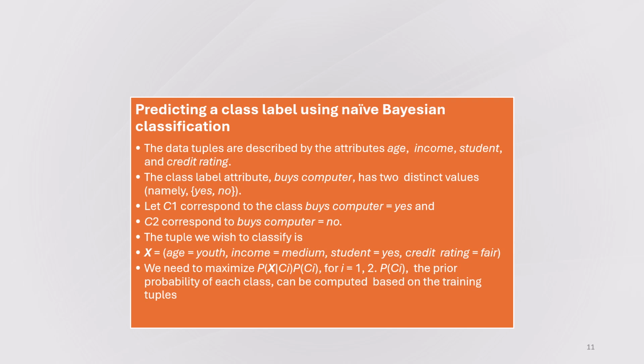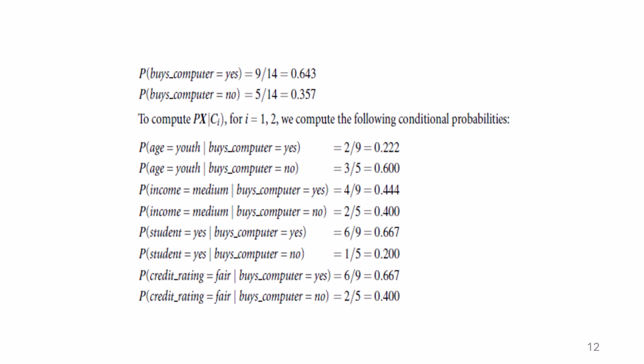We need to maximize the probability of X given Ci times the probability of Ci, for i equals 1, 2. The prior probability of each class can be computed based on the training tuples. The dataset contains 14 records. Out of 14 records, 9 records contain the yes category and 5 records contain the no category. Thus, the probability of buys computer equals yes is 0.643, and buys computer equals no is 0.357.